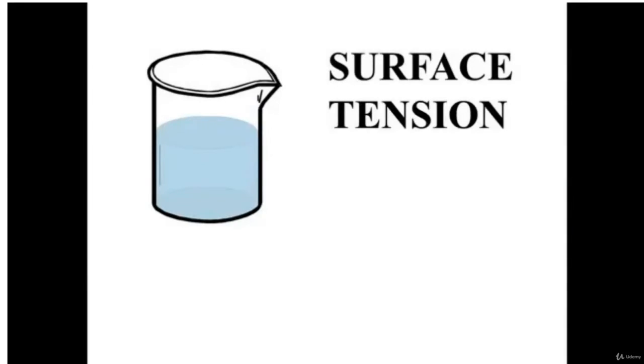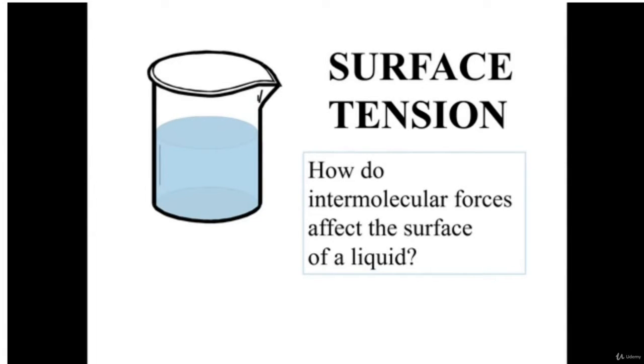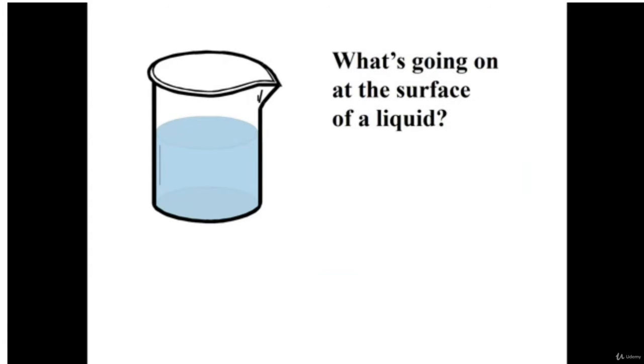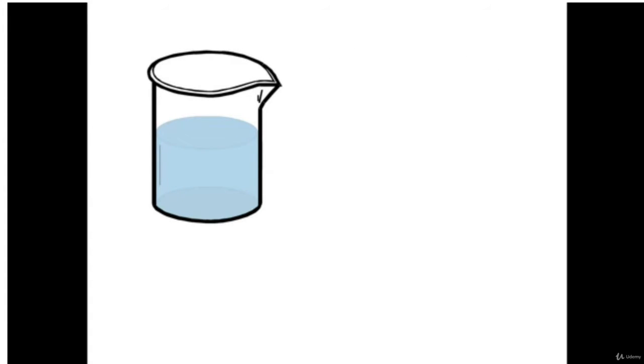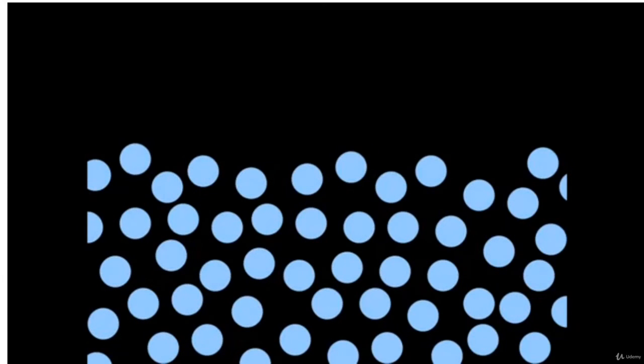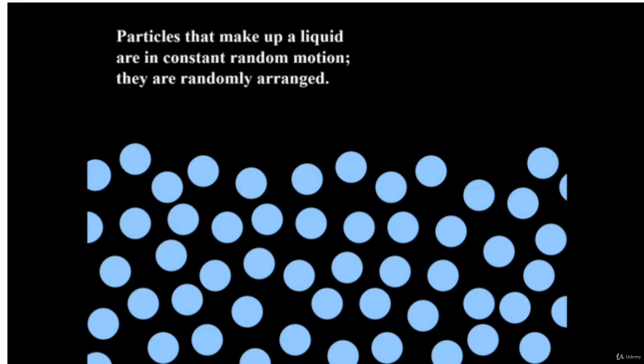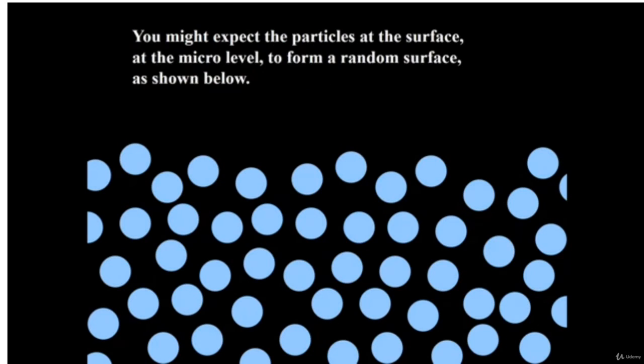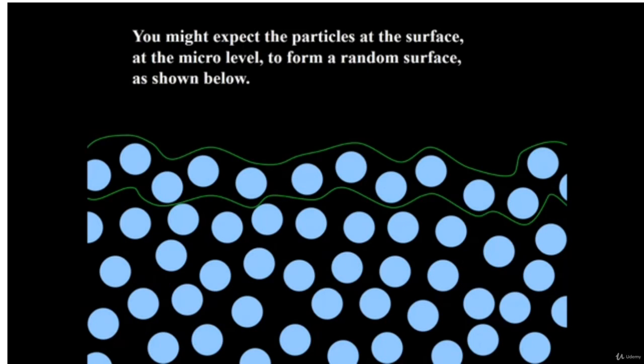Surface tension, in which we will look at how intermolecular forces affect the surface of a liquid. So what is going on at the surface of a liquid? Let's take a look by shrinking to the nanoscale. Here we are looking at the individual molecules in a liquid, and let's say that each blue circle represents a molecule of water. Due to kinetic energy, the particles that make up a liquid are in constant random motion, and so they will have a random arrangement. You might expect the particles at the surface at the micro level to form a random surface as shown here.